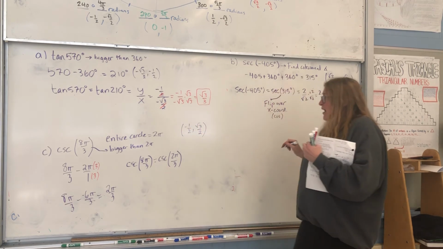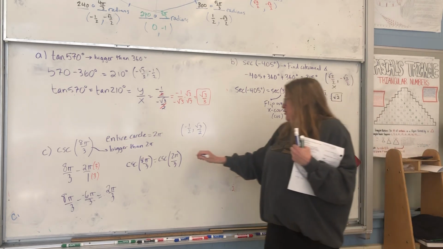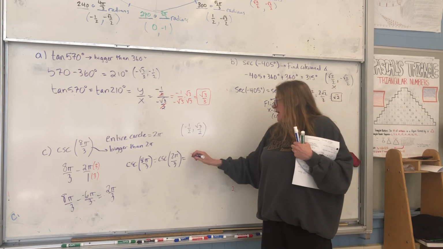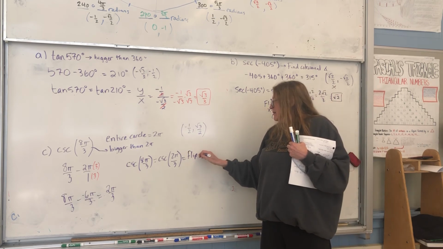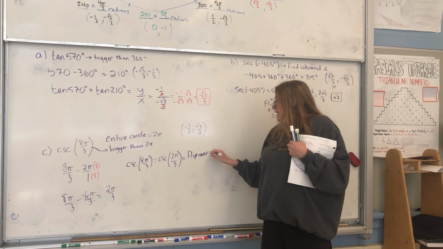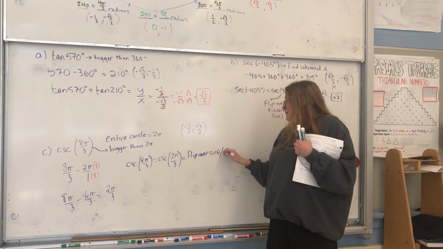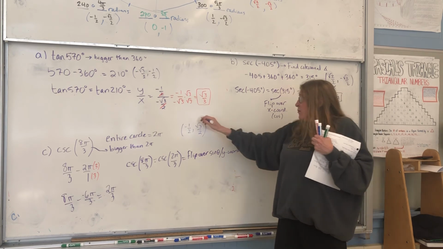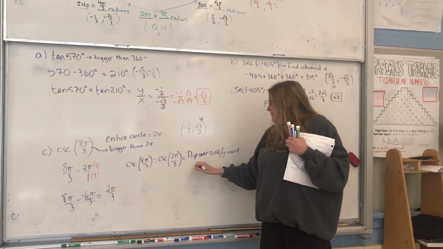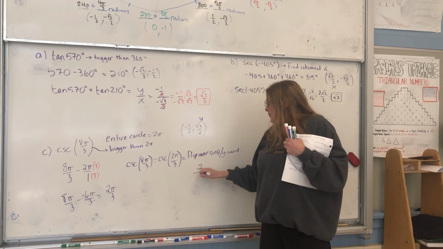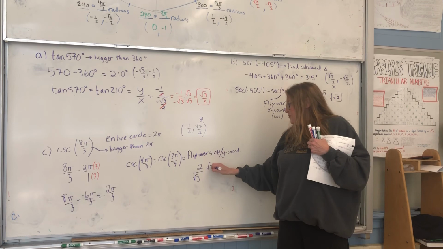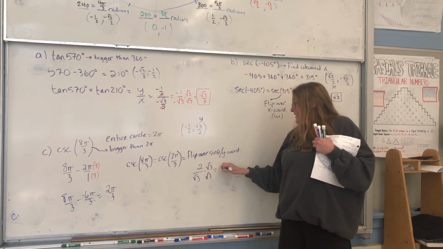Okay, and they want me to find the cosecant. So what am I going to do to find the cosecant? I'm going to take the y coordinate and flip it over, sine. Okay, so if this is my y coordinate right here, if I flip that over, that's going to give me 2 over root 3. And we know that we can't leave a square root on the bottom. So that's going to give me 2 root 3 over 3.